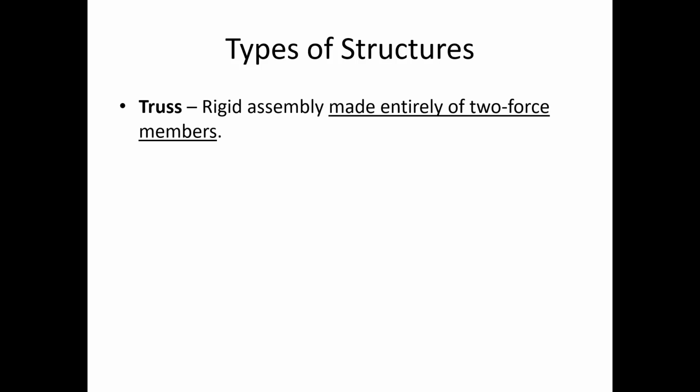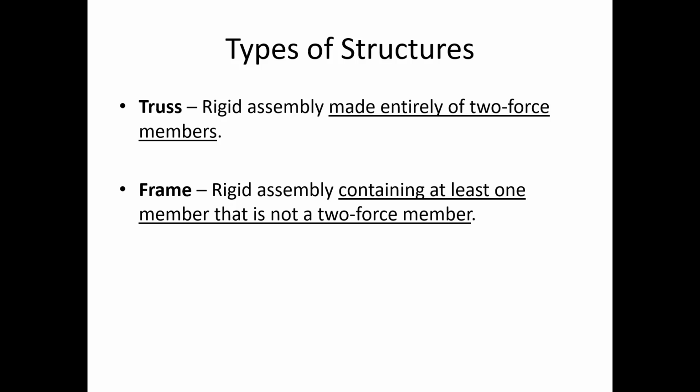Alright, so next up we want to talk about types of structures. This is going to be really important because the type of structure is going to influence what we do to analyze the structure and determine the forces acting on the pieces. So first up, we've got a truss. A truss is a rigid assembly made entirely of two-force members. And later on, we're going to talk more about what a two-force member is.